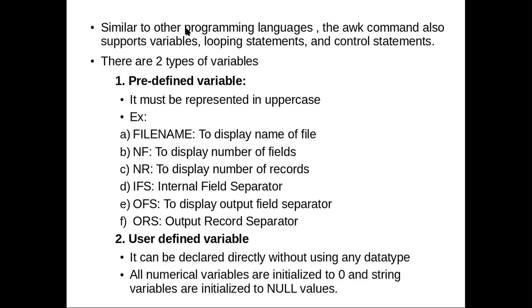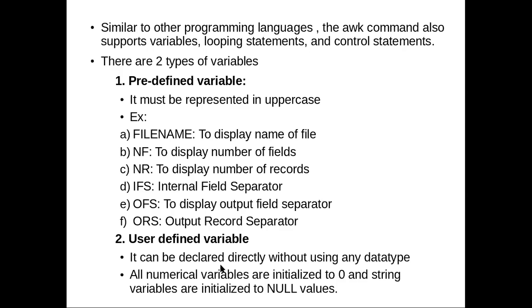As I told you, the awk programming language supports all the features of the other programming languages like variables, looping statements, control statements, etc. Okay, so here in the awk programming language, we use two types of variables, that is predefined variables and user defined variables. First, I'll tell about user defined variables. User defined variable means what?